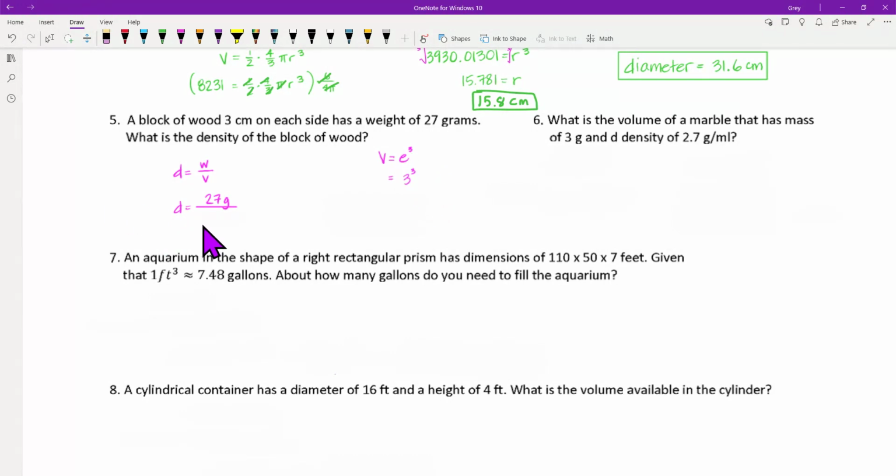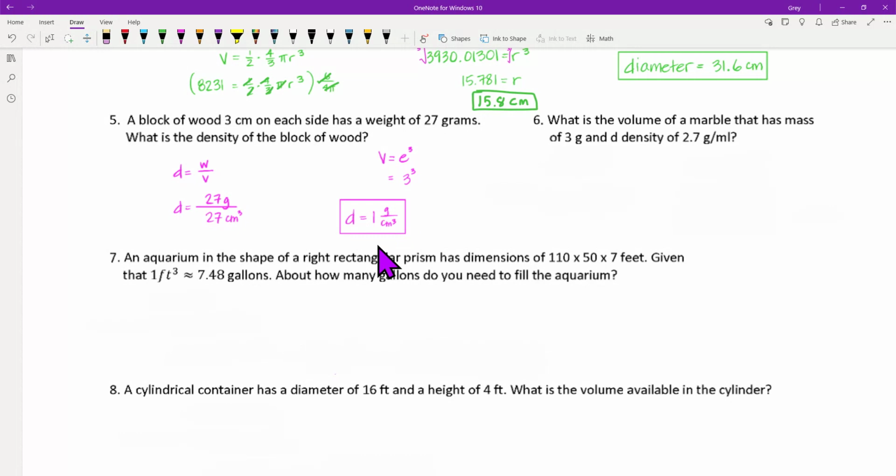3 cubed is 27. But you want to keep the units in here, y'all. It just keeps your problem straight. So that's 27 cubic centimeters. So if you simplify that, that means that your density is just 1 gram per cubic centimeter. That's how you answer a density problem.